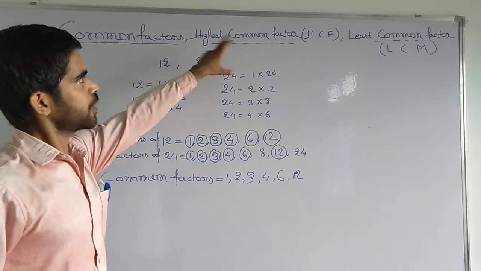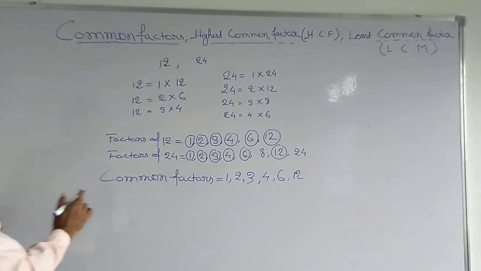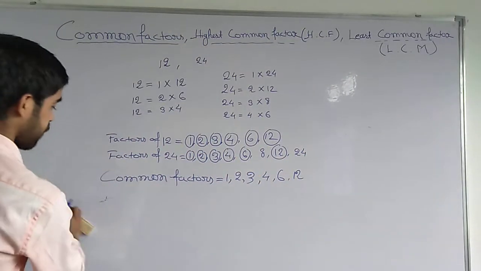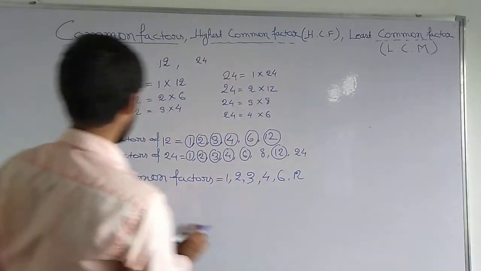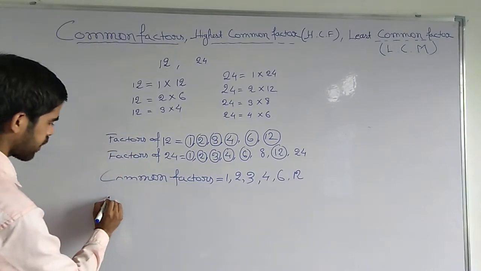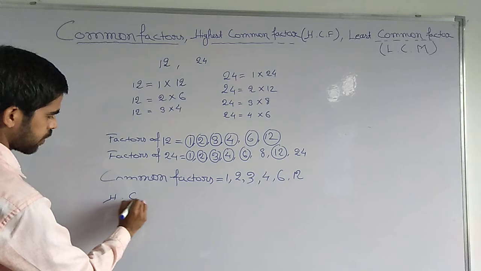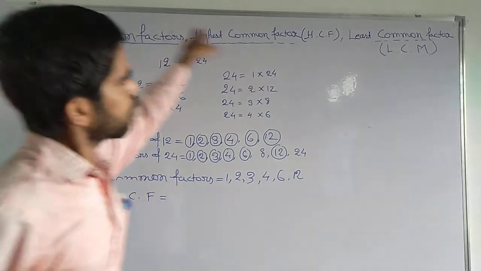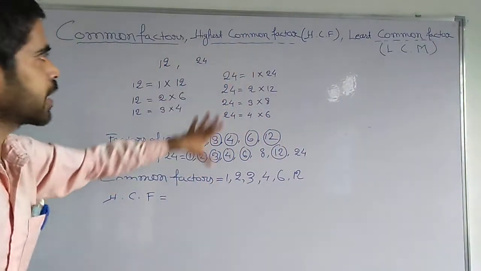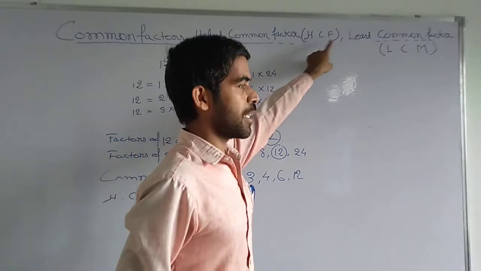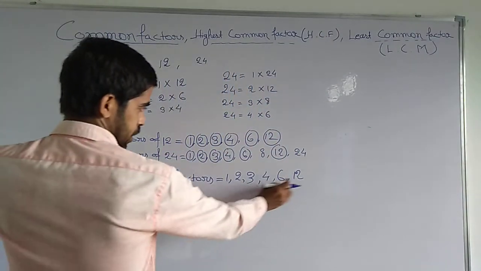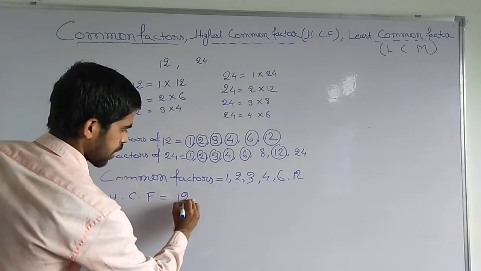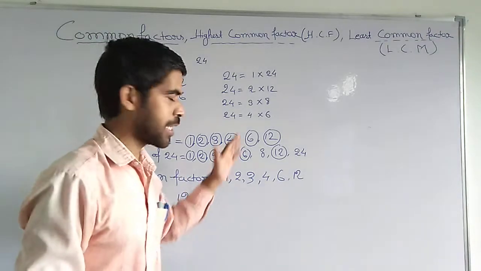Now after this, the highest common factor. In short, what will you write? HCF. Highest common factor in short is HCF. So common is the main thing, and the highest common factor is the highest among the common ones. Among all these numbers, which one is the highest? This 12. So this 12 is the HCF. I think you understood nicely.